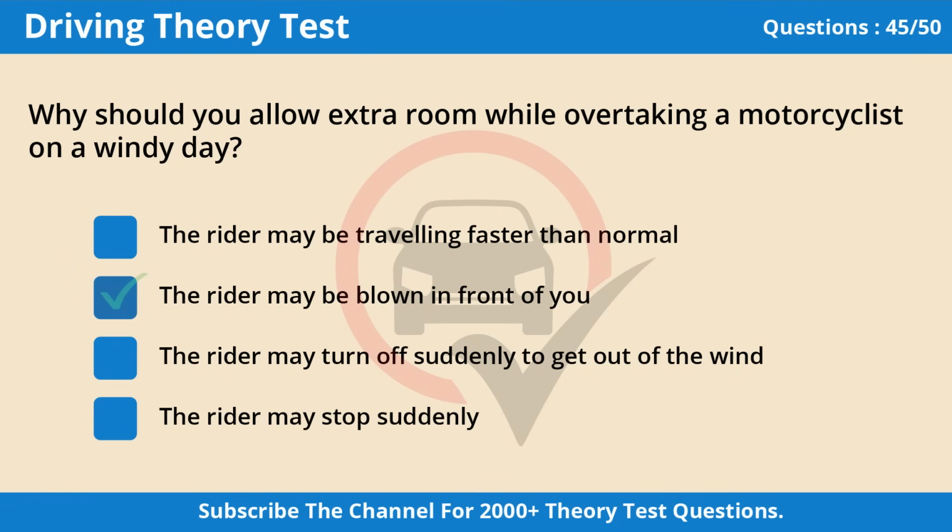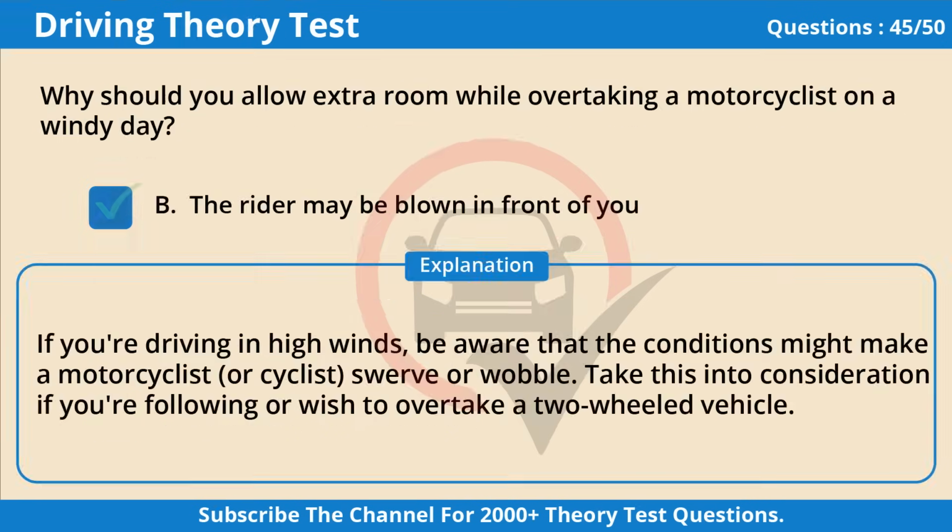B. The rider may be blown in front of you. If you're driving in high winds, be aware that the conditions might make a motorcyclist, or cyclist, swerve or wobble. Take this into consideration if you're following or wish to overtake a two-wheeled vehicle.